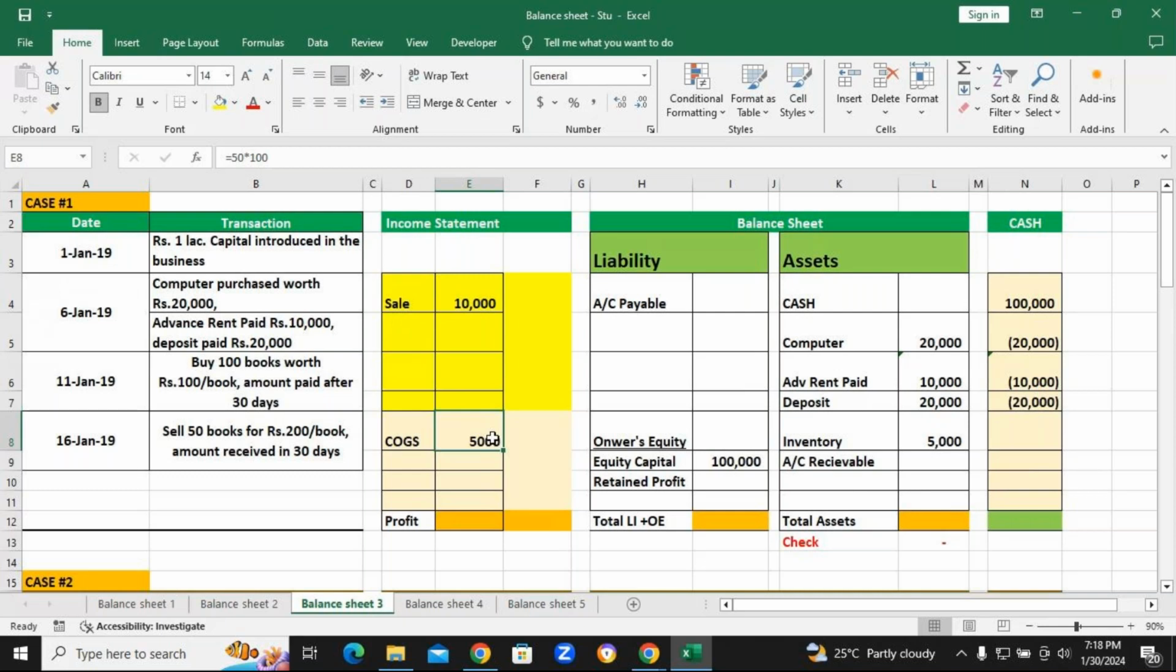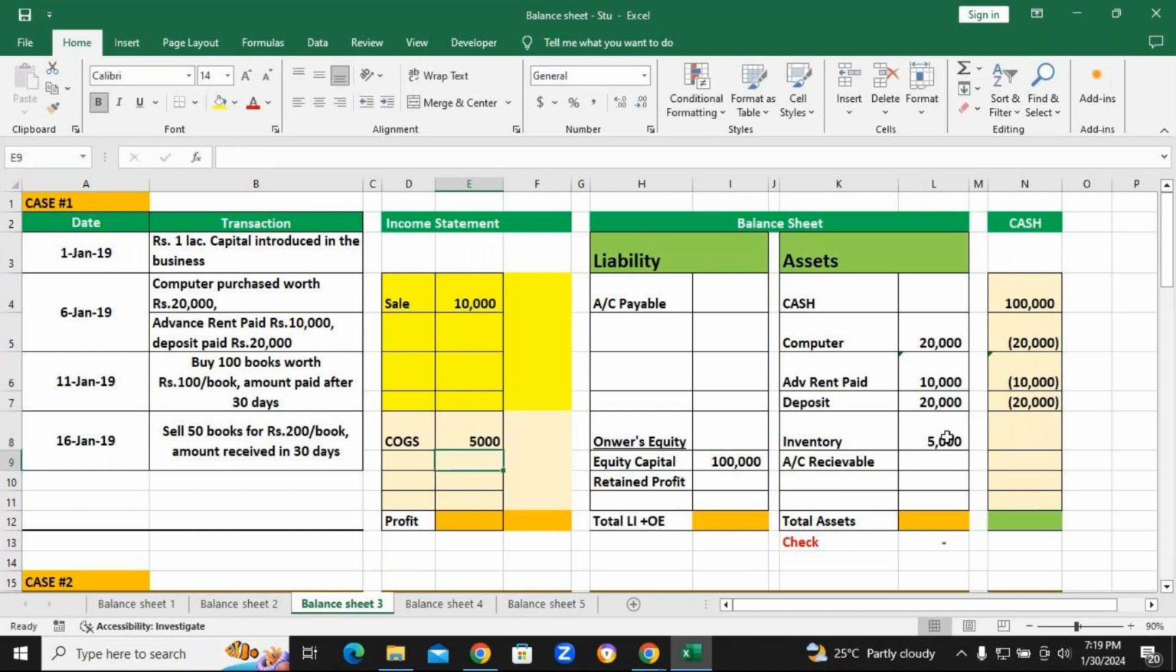Cost of goods sold means, however many items I have sold, what is the cost I incurred to buy that item? Here I sold 50 books at the rate of 200 rupees. To buy these 50 books, how much have I spent? 100 rupees each. So cost of goods sold is the quantity sold times the cost I spent to buy those books. So that is 5,000.